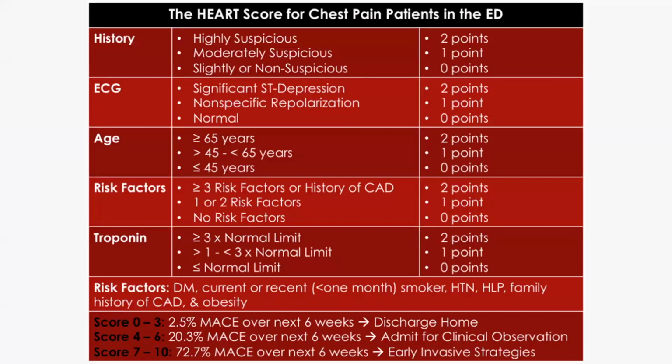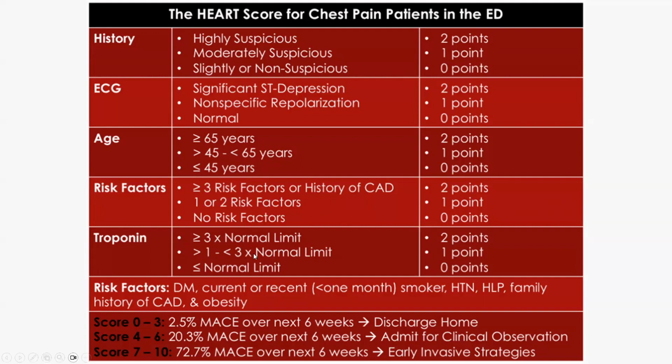I didn't go into it in my last talk, but it's worth knowing what the ER is looking at. It's the HEART score, five things: history, ECG, age, risk factors, and troponin. Each one scores 0 to 2. It's actually very easy to calculate.